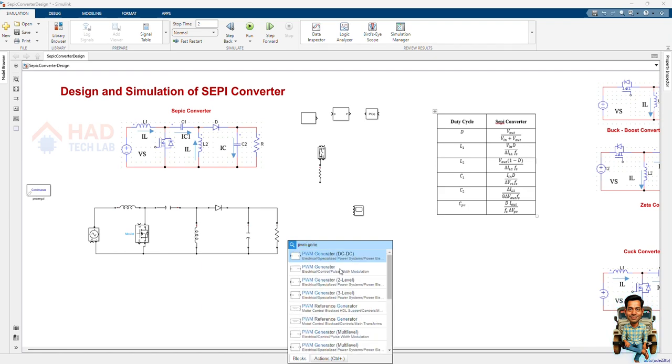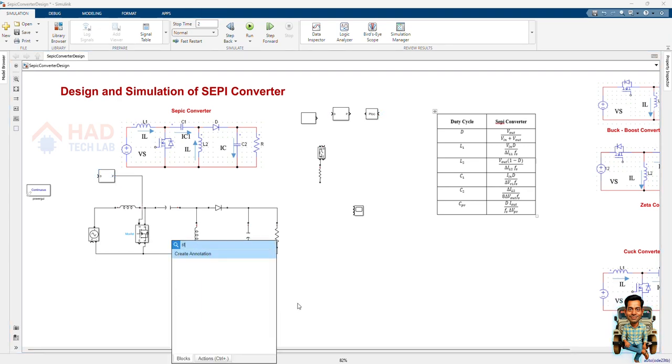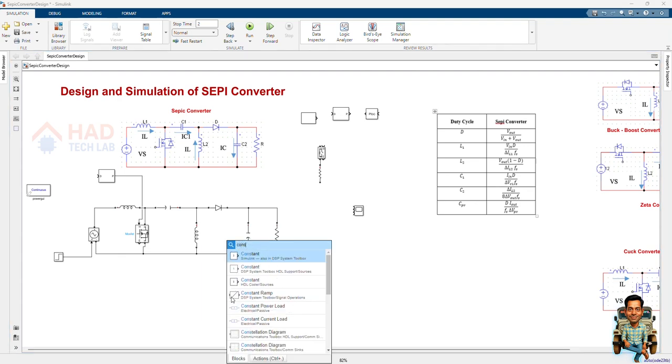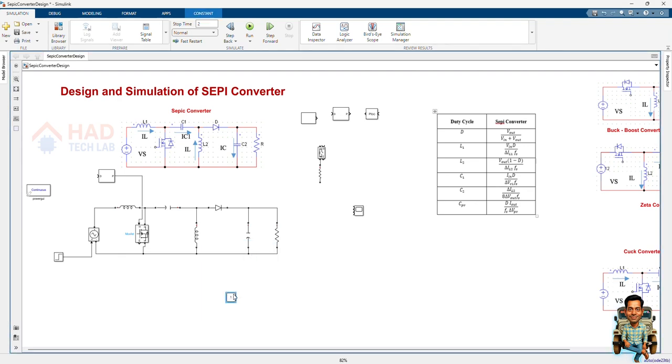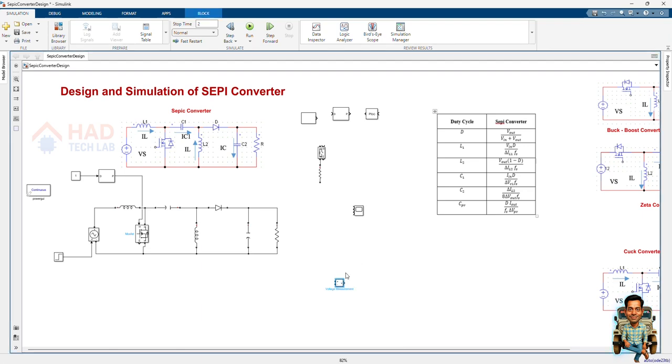Take the PWM generator for DC to DC, choose it and connect it here. Then I have to take a step input to connect the voltage source. After that we will take a constant to give the duty cycle to the PWM generator, connect it here. And then I will take the voltage measurement and current measurement blocks, and connect the voltage measurement parallel to the load.